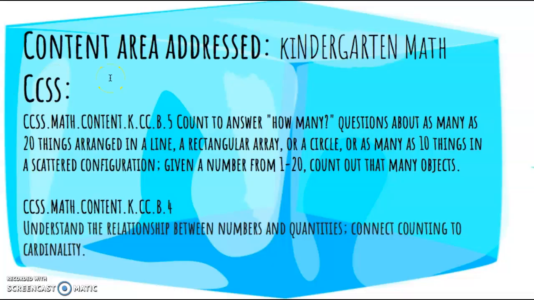Now let's discuss the content area addressed. The game that I have chosen based on their website is Counting and Cardinality, which is kindergarten math. For our first standard, we have B5: count to answer how many questions about as many as 20 things arranged in a line, a rectangular array, or a circle, or as many as 10 things in a scattered configuration. Given a number from 1 through 20, count out that many objects. The next standard that it relates to is B4: understand the relationship between numbers and quantities, connect counting to cardinality.